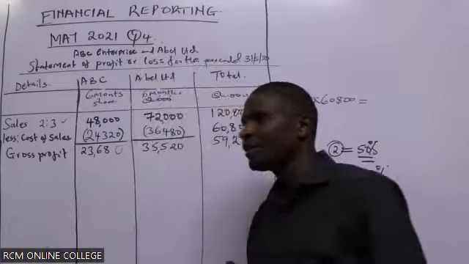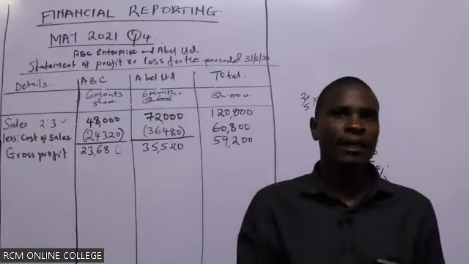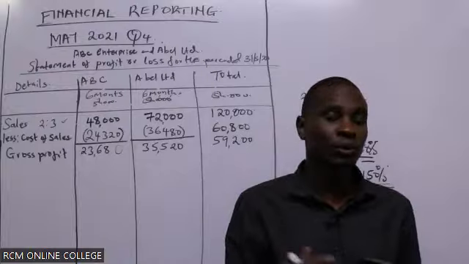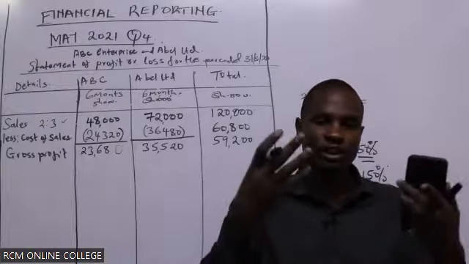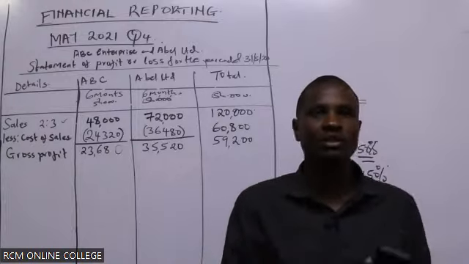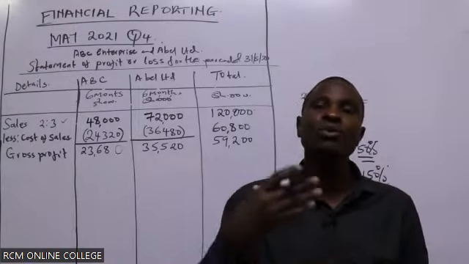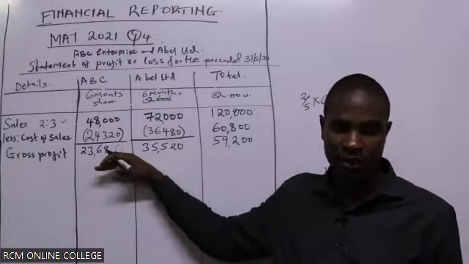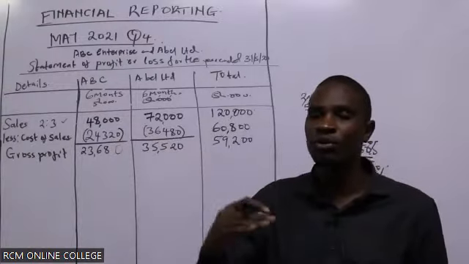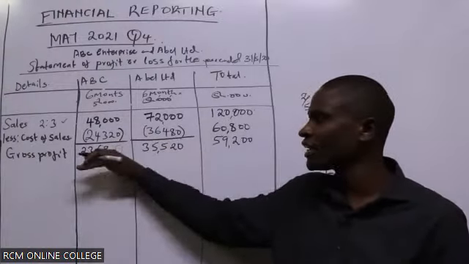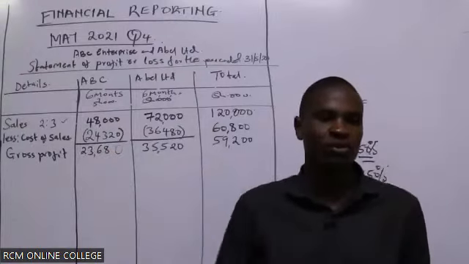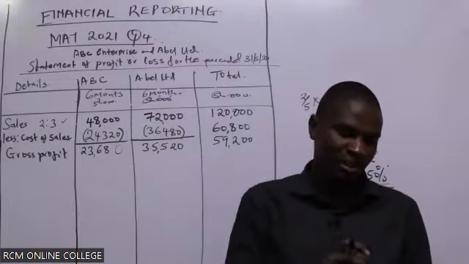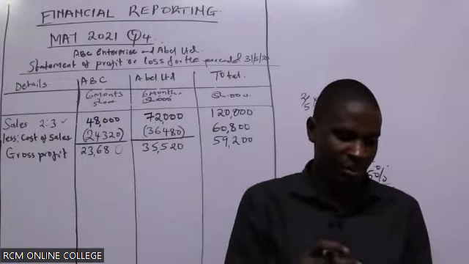But remember, it is not always that you're going to less expenses. You have to check whether we have other income. Other income comes in here. You check whether you have other income before you go to expenses, so that you consolidate your gross profit. Then you subtract the expenses available.